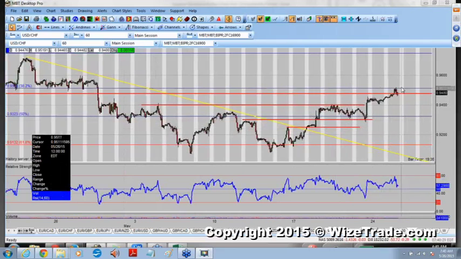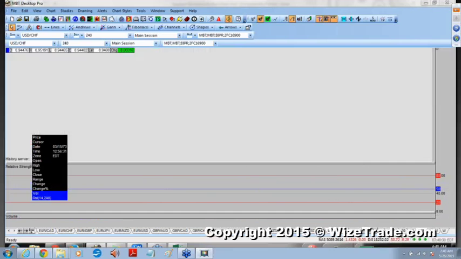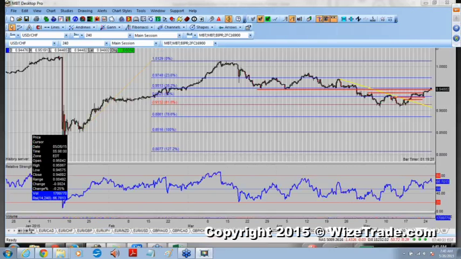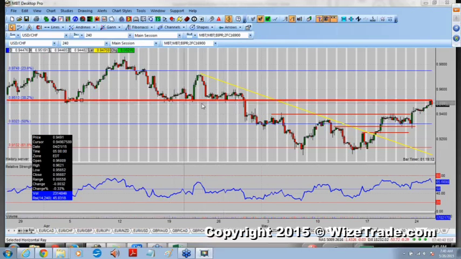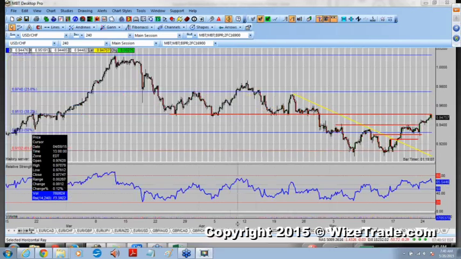Now we rallied to, and I'm going to go out to a 4-hour chart. What we've done is we've rallied back towards, just kind of overshot, but really all that previous support through here. Notice all these spikes. So these are just really, really big key levels.